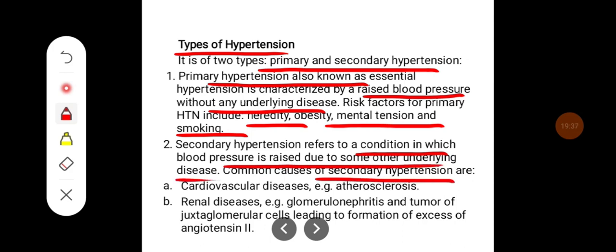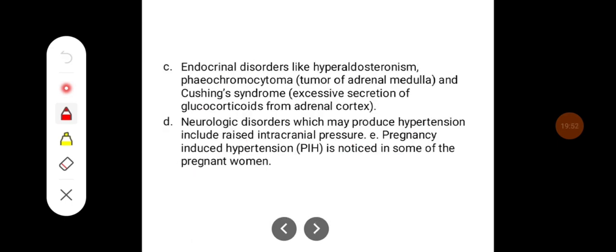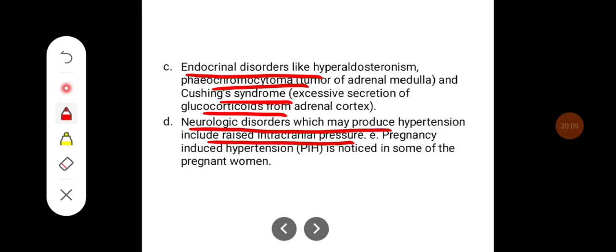Common causes of secondary hypertension are cardiovascular diseases like atherosclerosis, renal diseases like glomerulonephritis, and tumor of juxtaglomerular cells leading to formation of excess angiotensin II. It could also be because of endocrinal disorders like hyperaldosteronism, pheochromocytoma, and Cushing's disease, that is excessive secretion of glucocorticoids from the adrenal cortex. Neurological diseases, including raised intracranial pressure, may also produce hypertension, and pregnancy-induced hypertension is noticed in some pregnant women, which leads to secondary hypertension.